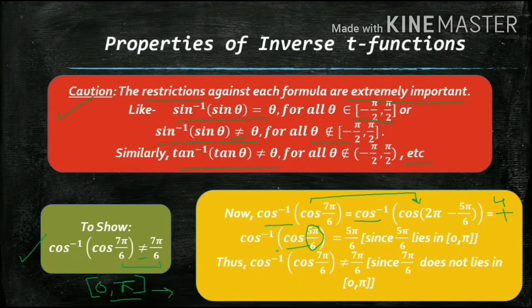So then by the property I can write cos inverse of cos 5 pi by 6 is 5 pi by 6 since it lies in this interval. So this value is not equal to 7 pi by 6 because 5 pi by 6 is not equal to 7 pi by 6, and also because 7 pi by 6 does not lie in this interval. Note that these restrictions are very, very important. You can't say it for any values of theta or any values of x. So remember the table with their restrictions in order to get the answer.